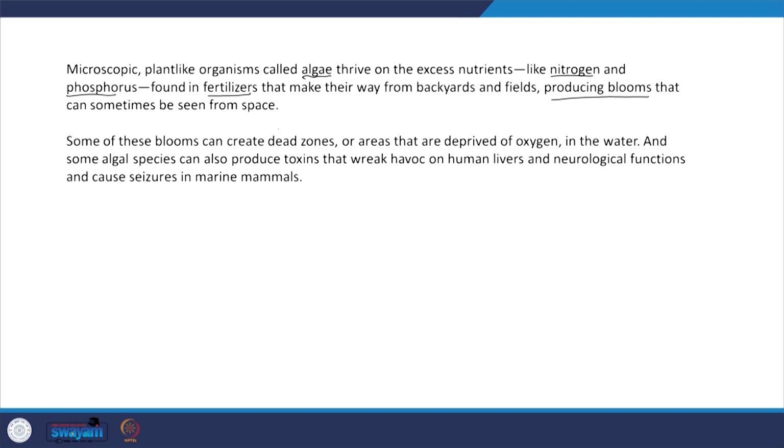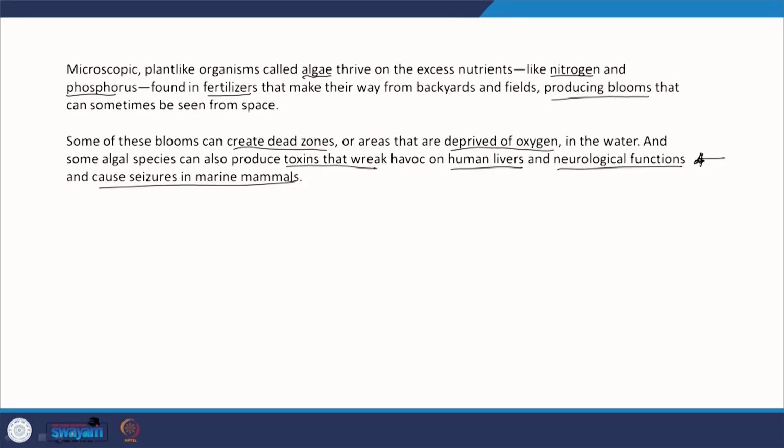As I mentioned, these blooms can create dead zones, or areas that are deprived of oxygen. Some algal species can produce toxins that can wreak havoc on human livers and neurological functions and can cause seizures in marine mammals. So, typically we have issues not with just the aquatic ecosystem. When I say just, it is because I am selfish, primarily selfish, but a concerned citizen, I guess. So, humans can also experience considerable adverse impacts.